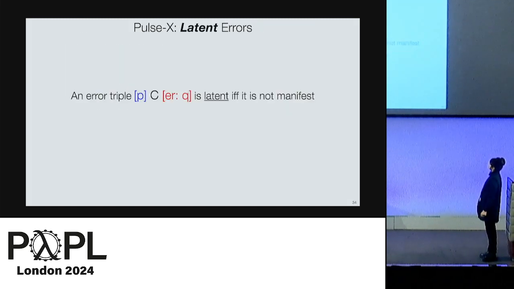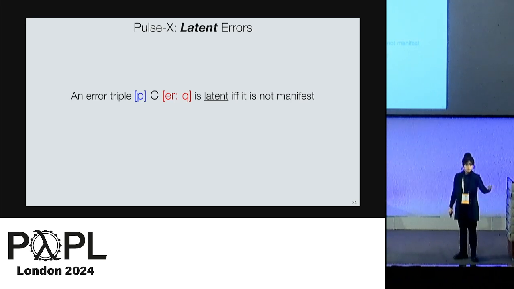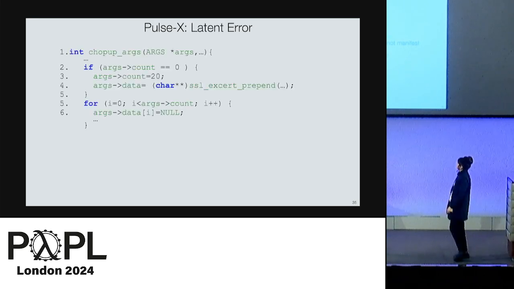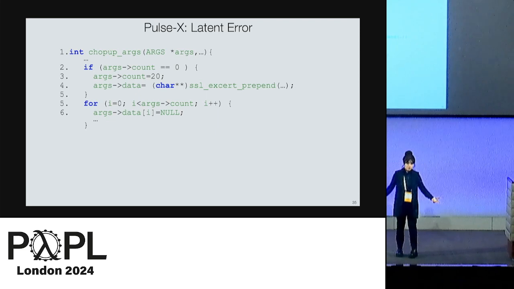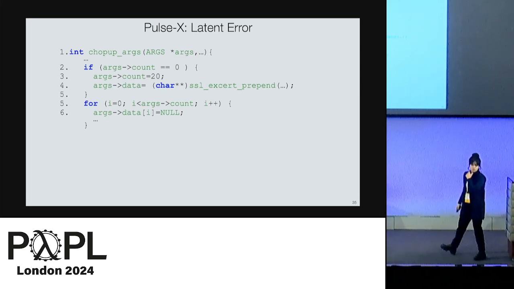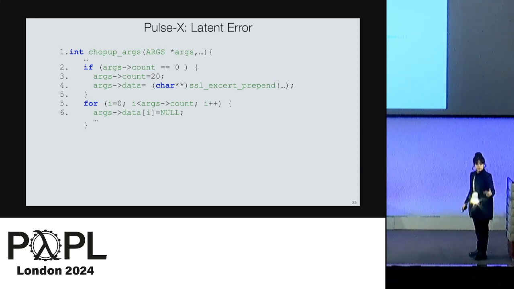So the dual of a manifest error is what we call a latent error. If it's not manifest, it's latent. And here's another example from OpenSSL. This chop-up args takes an array of arguments, args. And this args component has two components: the count, which is an integer, and data, which is an array.